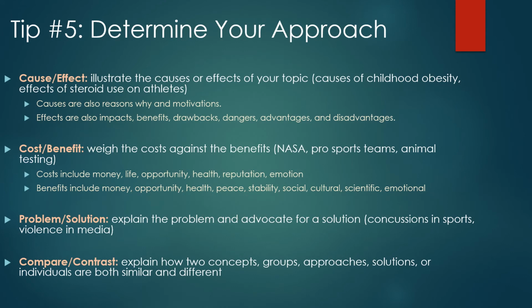So my next tip is to determine your approach. So you've gathered all your information. Now you have to determine how you are going to go about approaching this paper. And I've listed a few possible approaches here. This isn't every approach, but when you think about cause-effect, keep in mind that effects are things like benefits, drawbacks, dangers. So if the title of your paper is The Benefits of Industrial Food, okay, we know where that paper is going. It implies a thesis. The dangers of industrial food, totally different paper.